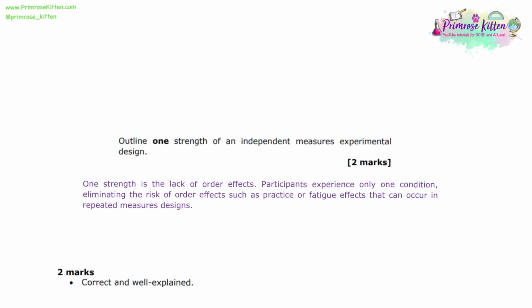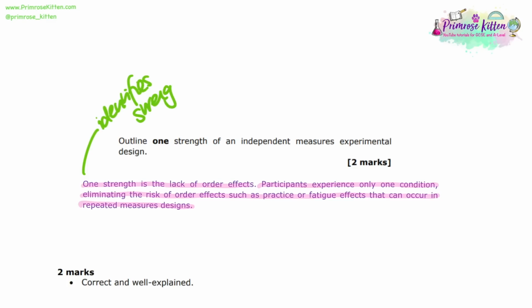Let's look at this example answer now. 1 strength is the lack of order effects. Participants experience only 1 condition, eliminating the risk of order effects such as practice or fatigue effects that can occur in repeated measures designs. This response is a good answer to the question, as it clearly identifies and elaborates on a specific strength, which is the avoidance of order effects.